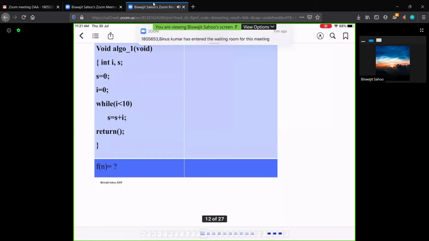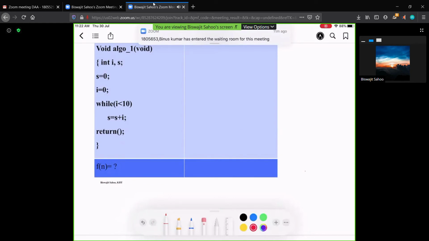A few examples: a declaration statement is not an executable statement, but an initialization statement is an executable statement. Remember this. On every simple statement, the frequency count or the weightage is considered as 1. With 1 weightage, we'll find out the number of times it gets executed. With this understanding, let's come to the first algorithm, Algorithm 1.